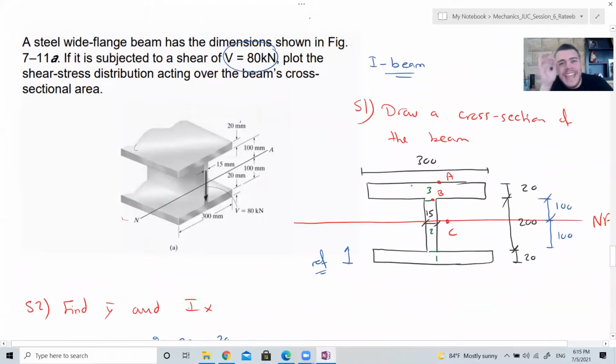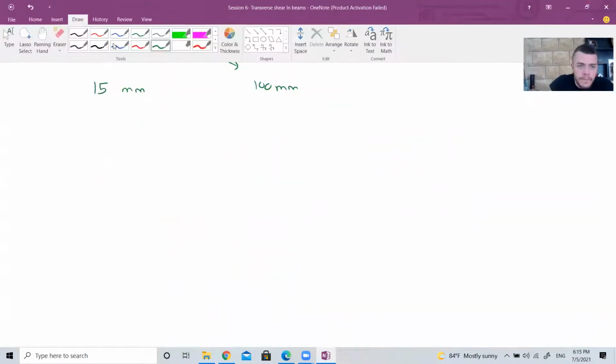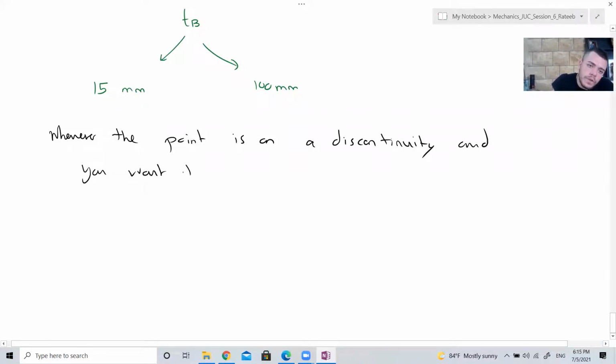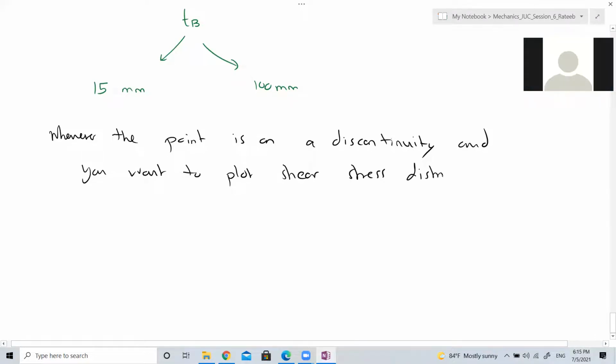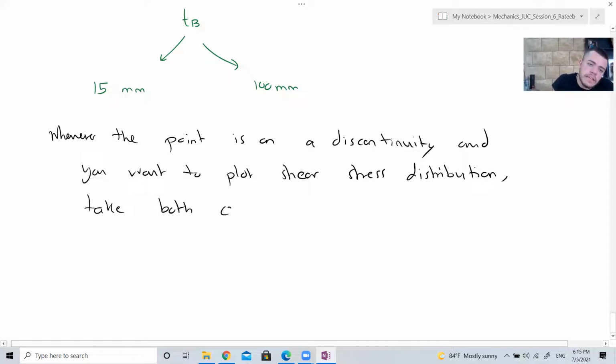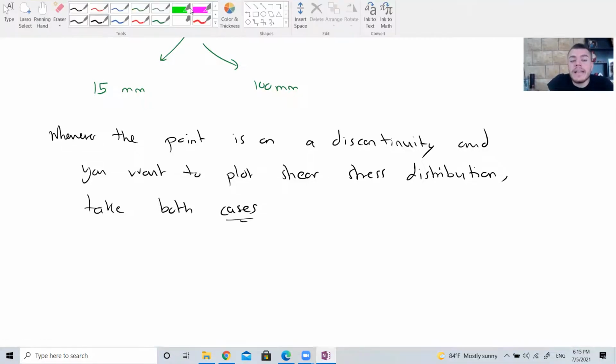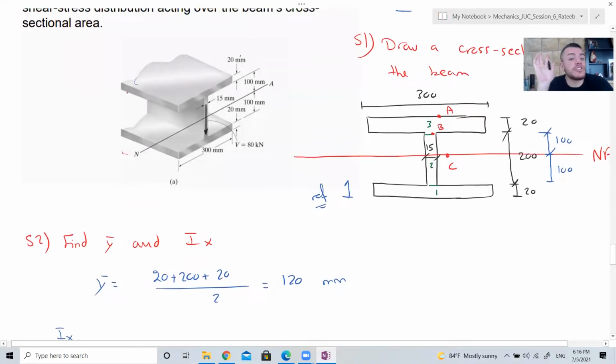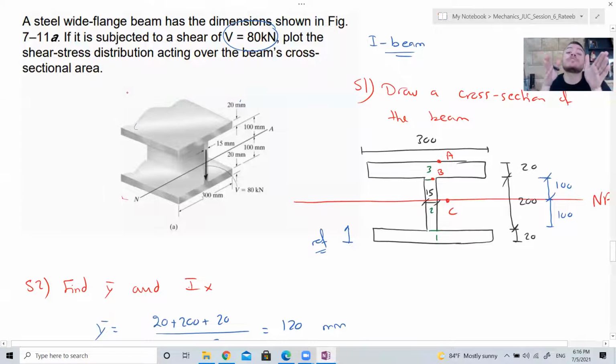Because point B is on a discontinuity, whenever the point is on a discontinuity and you want to plot the shear stress distribution, take both thicknesses, take both cases. However, if the question was find the shear stress at B, just find the shear stress at B, then you take the smaller distance.